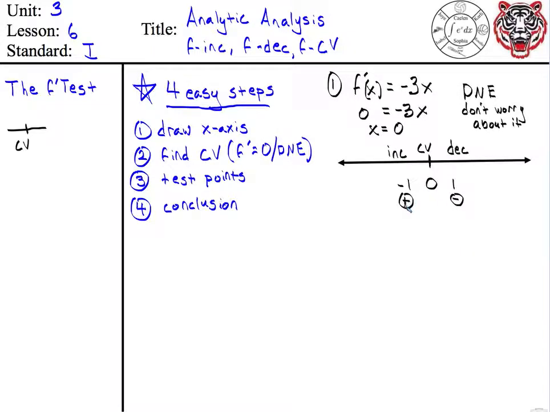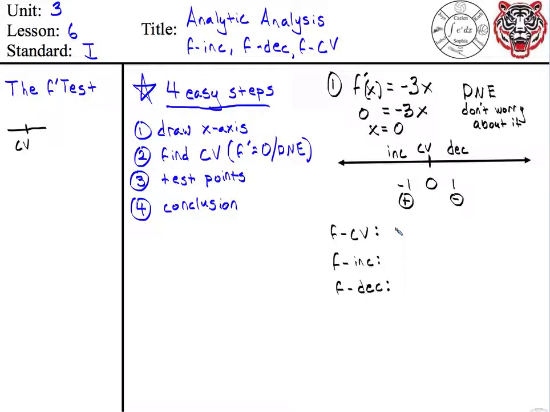And that leads us to our conclusion. Our conclusion is that it's increasing before the critical value, and it's decreasing after that critical value. So if I were answering a question, the question would have been asking, where is f's critical value? Where is f increasing? And where is f decreasing? Where is the function's critical value?